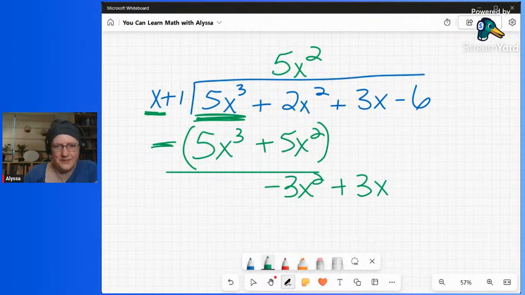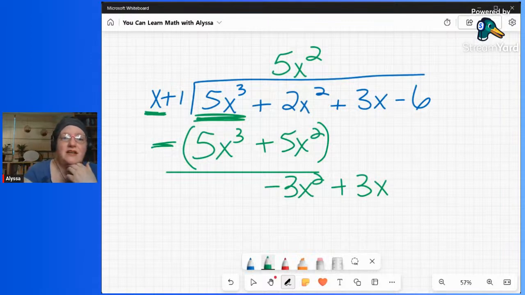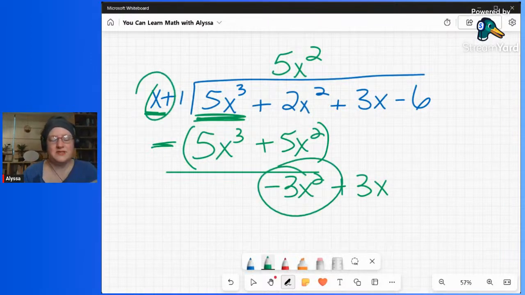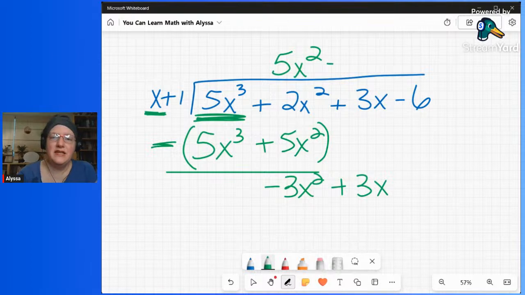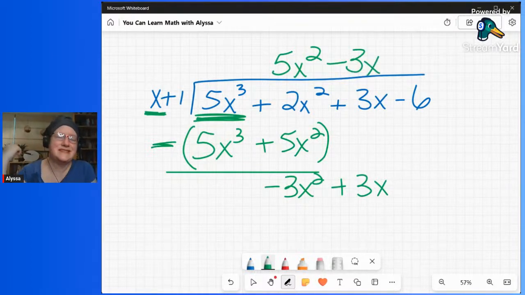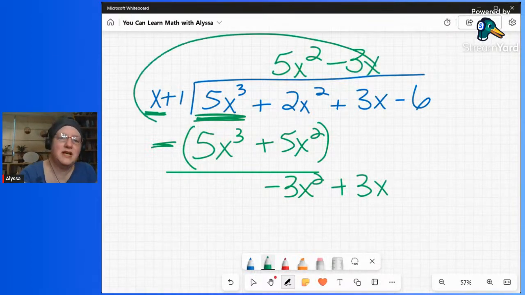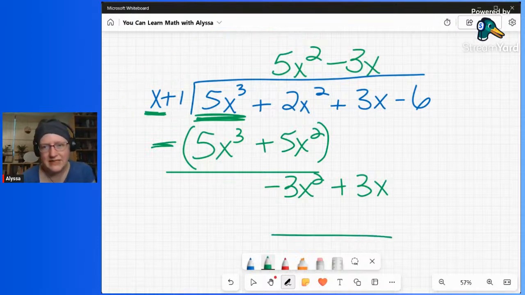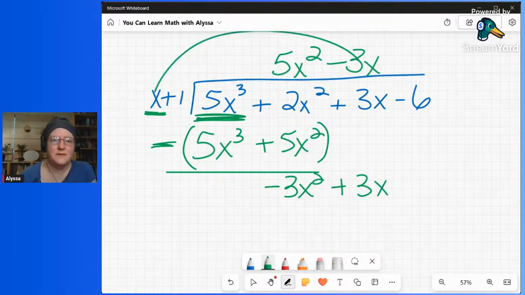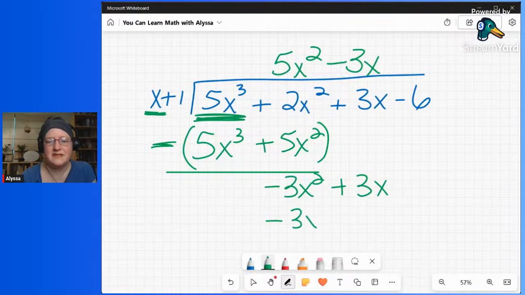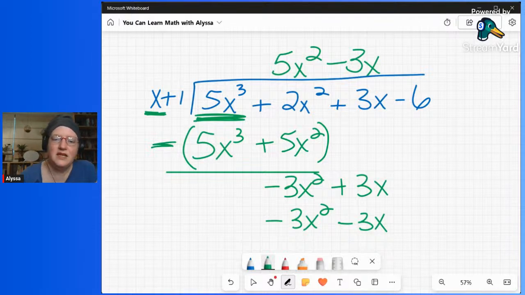Then you repeat. Like I said, this is methodical. You have to be methodical and careful, and it is tedious. It just is. That's all there is to it. All right, so x times what equals negative 3x squared? Negative 3x. And then we do the same thing we just did. We multiply it by that whole x plus 1, and we write it down there. Negative 3x times x is negative 3x squared. Negative 3x times 1 is negative 3x. And I'm going to subtract all of that.